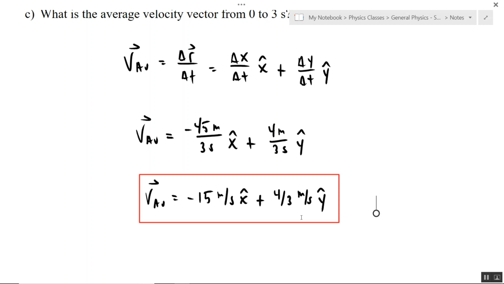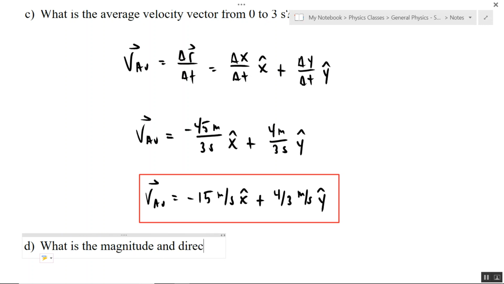Okay. This is one way to write the vector, but you can also do this too. What's the magnitude? 45.17/3. Almost. Yeah.